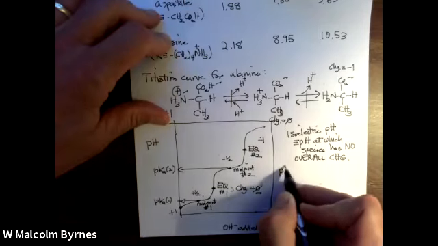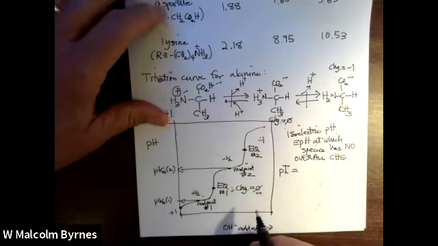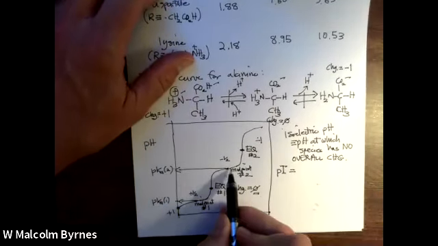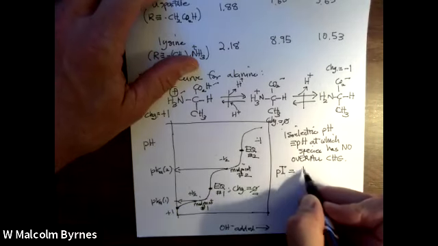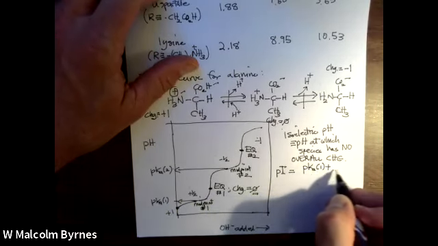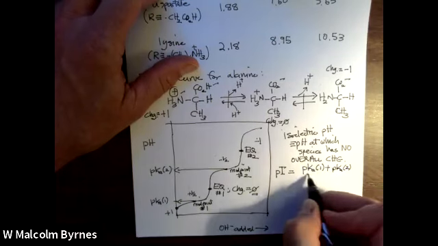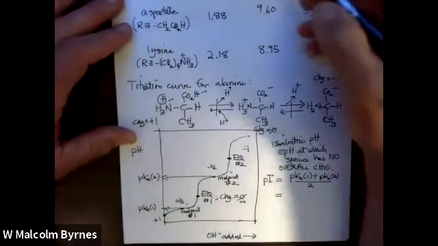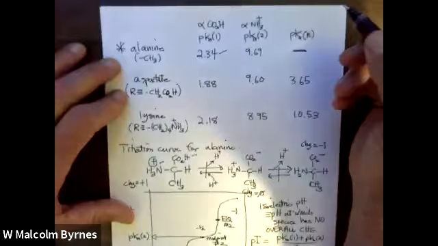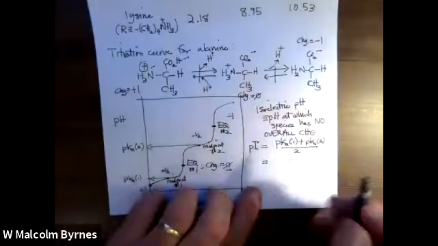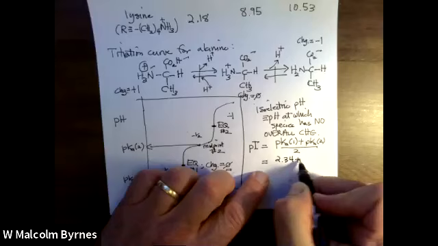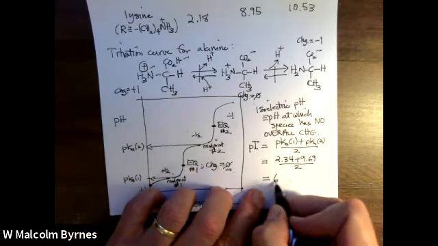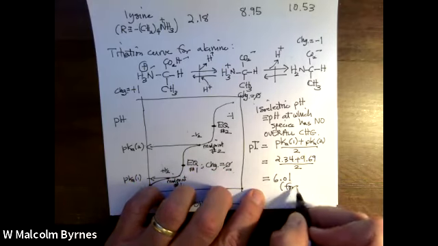Isoelectric pH. PI turns out for a simple amino acid like alanine is equal to the average of the pKa's that flank it. So it's going to be pKa 1 plus pKa 2 divided by 2, and looking at that table up here, 2.34 plus 9.69 divided by 2 equals 6.01. And that's, again, for alanine.